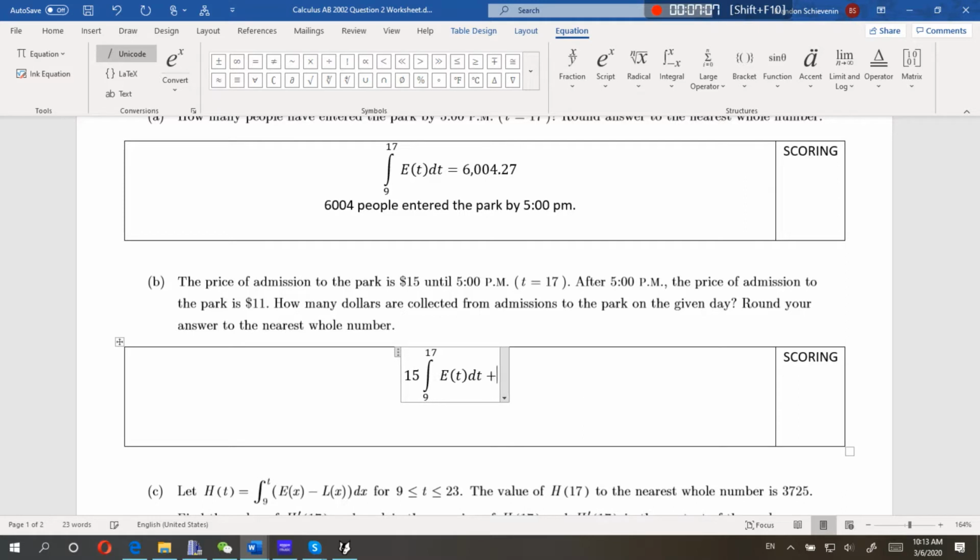Okay, and then I'm going to add what? That's close. 23. So from 17 to 23. Okay, times what?